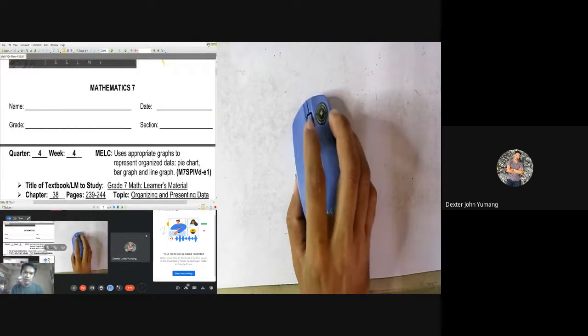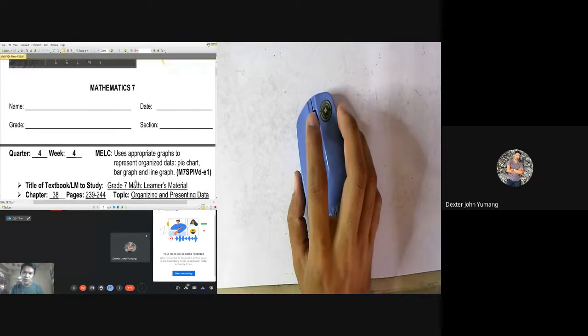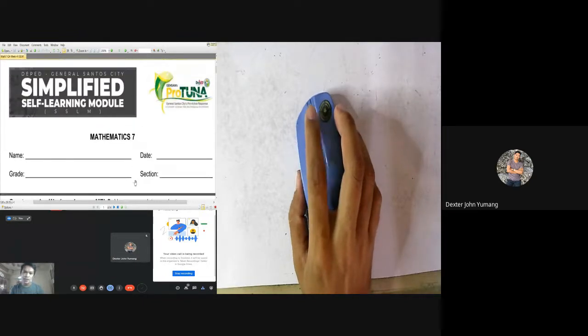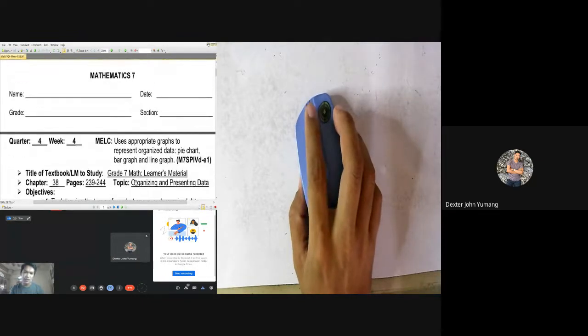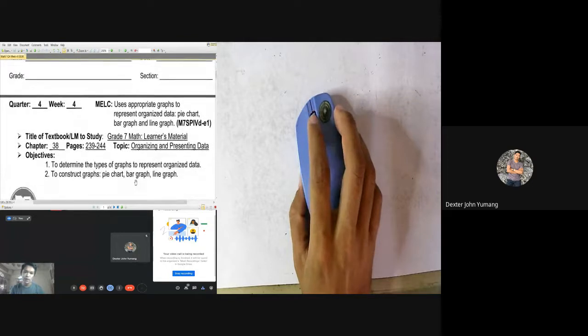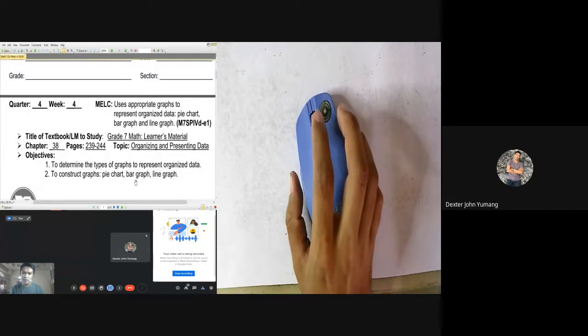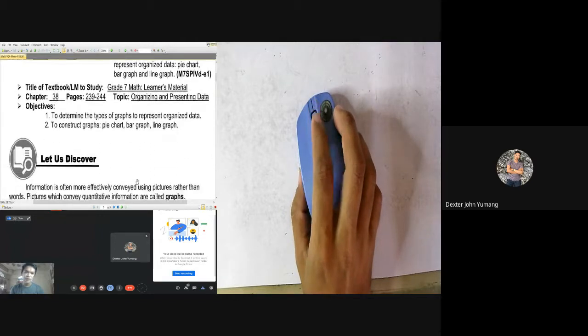Okay, good morning everyone. So today we will be learning the following lessons in our statistics lesson for this morning. We are now on quarter 4, week number 4 of our Math 7, which is entitled organizing and presenting data. The objectives of our lesson are to determine the types of graphs to represent organized data and to construct graphs: pie chart, bar graph, and the line graph.